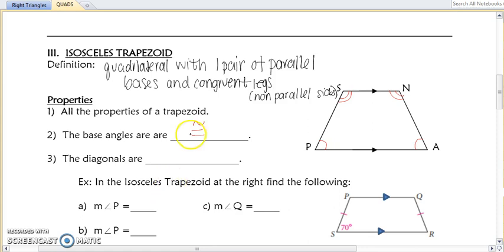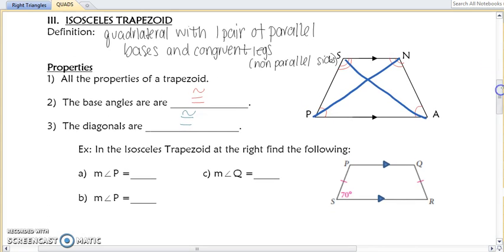In addition to that, we can say diagonals are congruent. So this entire diagonal, let me change colors so we can see it, this entire diagonal from S to A is congruent to this entire diagonal of N to P. Their diagonals are equal. We also know, which I didn't include, but we were given in the definition, that legs have the same measure. So this leg is congruent to that leg.